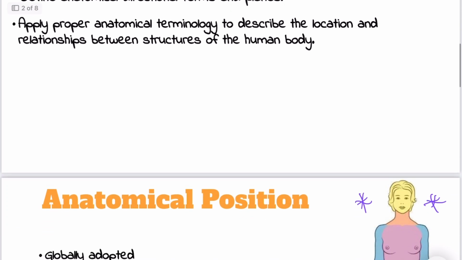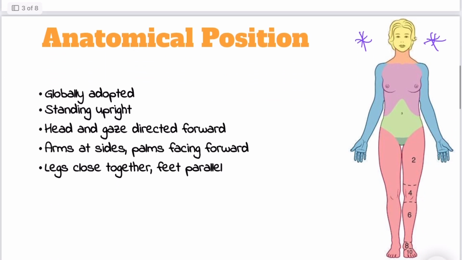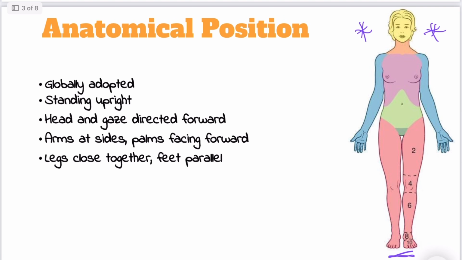So let's first start by identifying what is anatomical position. Well, anatomical position is shown here on the right, and the globally anatomical position is standing upright, head and gaze directed forward, arms at sides, palms facing forward, and then legs close together and feet parallel. And this anatomical position is really going to help you better identify where the muscles are located and the names of the muscles. And you'll see how this anatomical position is really going to help you do that as you progress through this anatomy series.